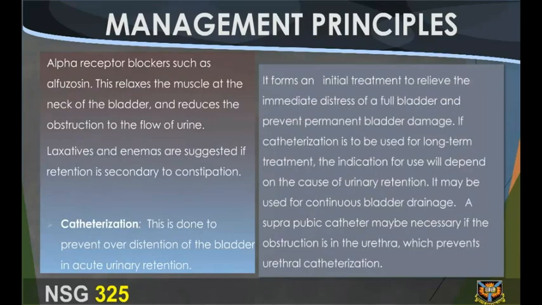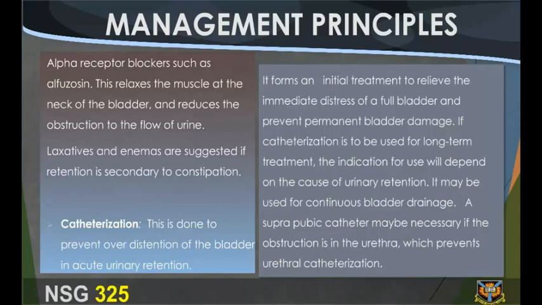Alpha receptor blockers such as alfuzosin. This relaxes the muscle at the neck of the bladder and reduces the obstruction of the flow of urine. Laxatives and enemas are suggested if retention is secondary to constipation.